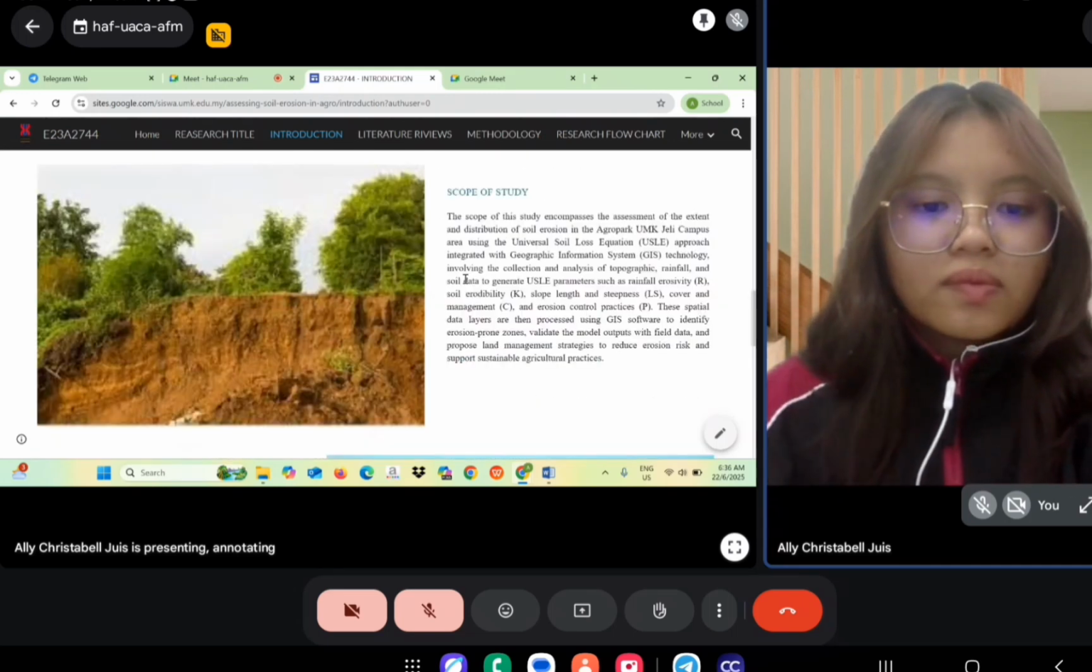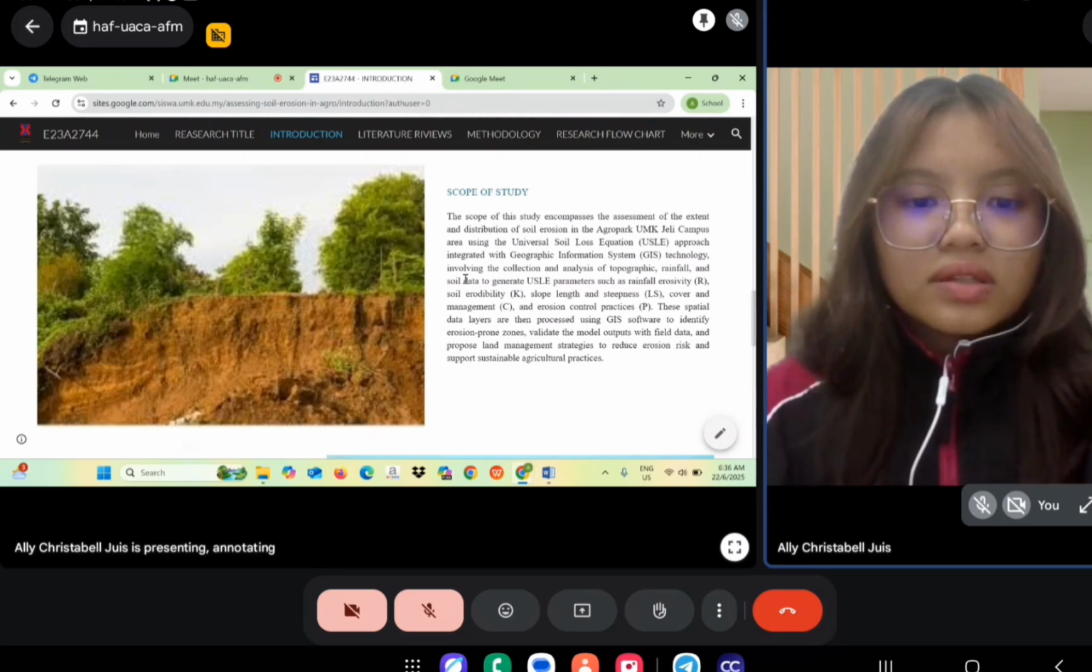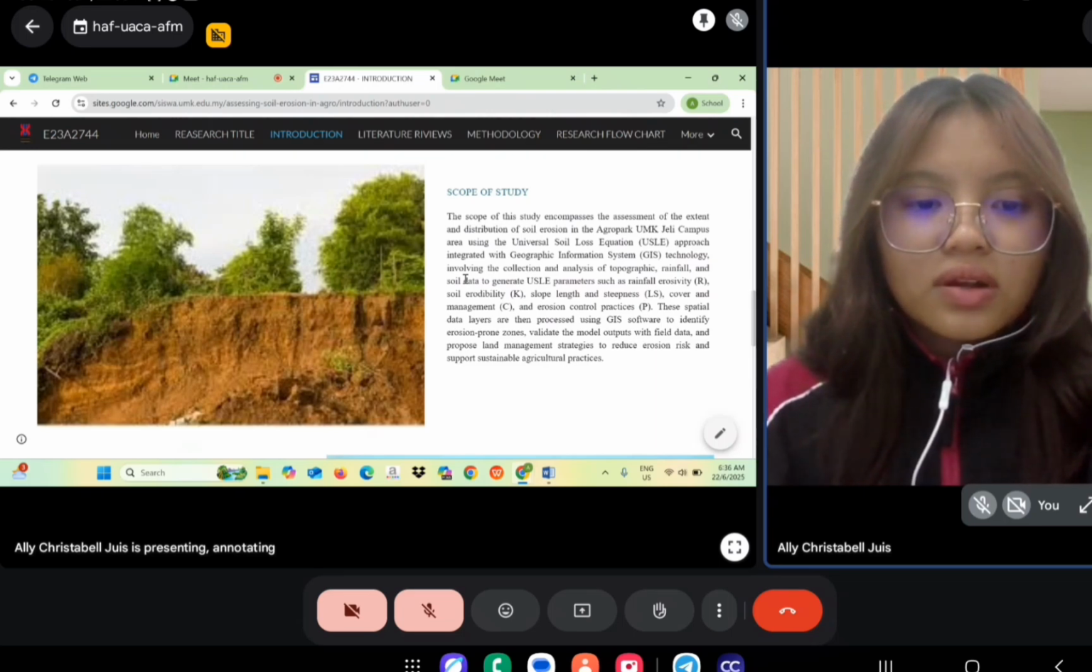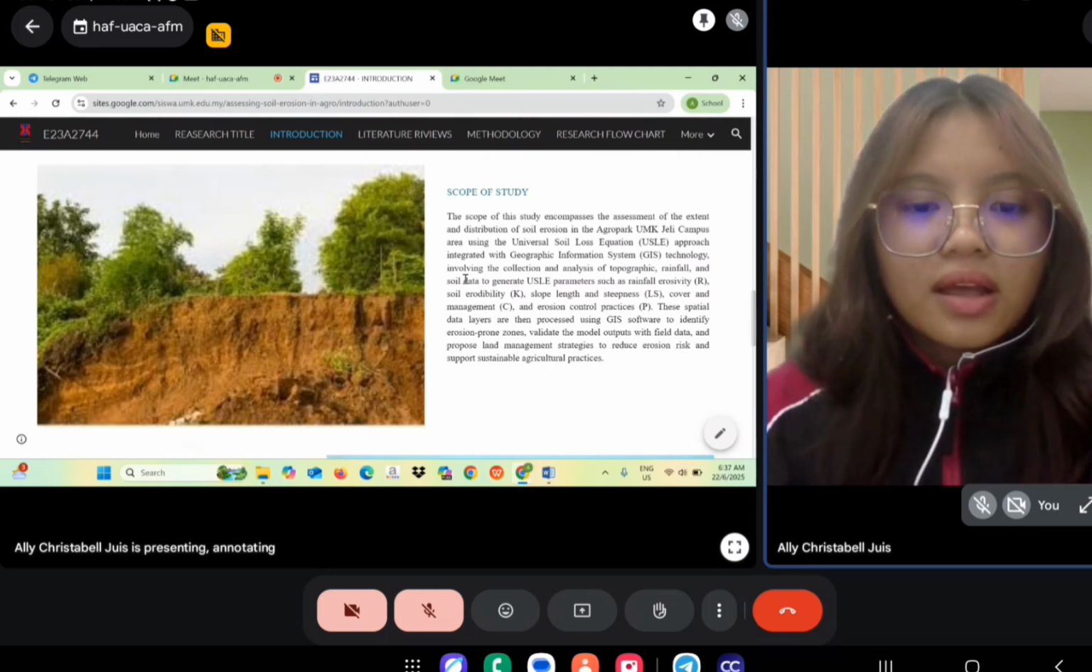Next, scope of study. This study used the Universal Soil Loss Equation with GIS to assess erosion risk. Data on rainfall, slope, soil type, land cover, and erosion control will be analyzed. The GIS model will map erosion-prone zones and help suggest proper land management strategies.